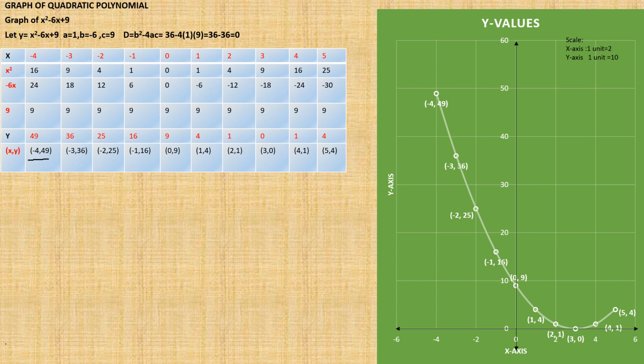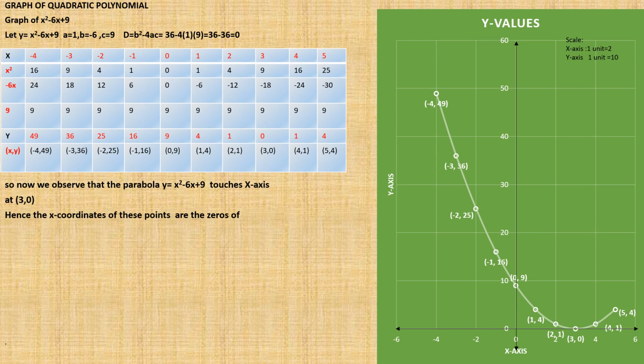It is on the y axis. 3 comma 0 means x is 3, y is 0. That's why it is on the x axis. So if you observe the graph, we'll get why that graph touches the x axis at only one point, that is 3 comma 0. Hence the x coordinate of this point is generally the zero of the polynomial.